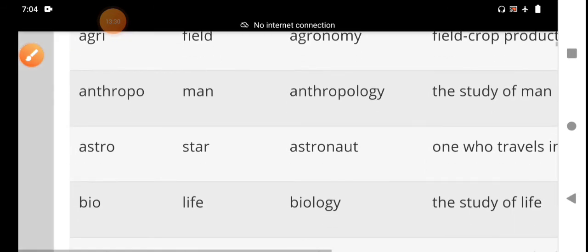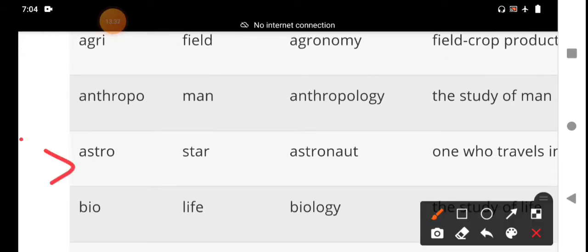And then the third one is astro. Astro, the root word, functions as a prefix in vocabulary. Astro means star. The derived word through this prefix astro is astronaut.